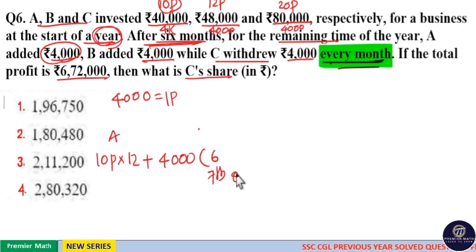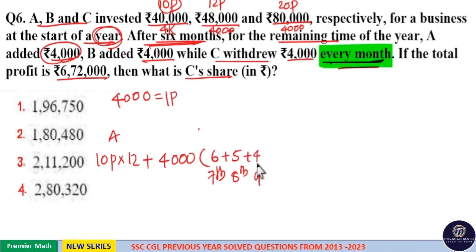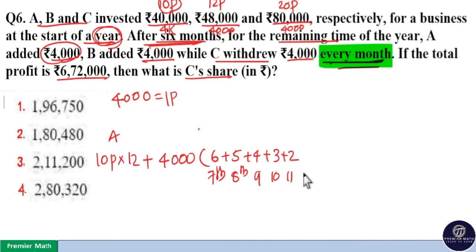Now when he added 4,000 at 8th month, it will last for 5 months. And at 9th month, it will last for 4 months. At 10th month, it will last for 3 months. At 11th month, it will last for 2 months. At 12th month, it will last for 1 month.